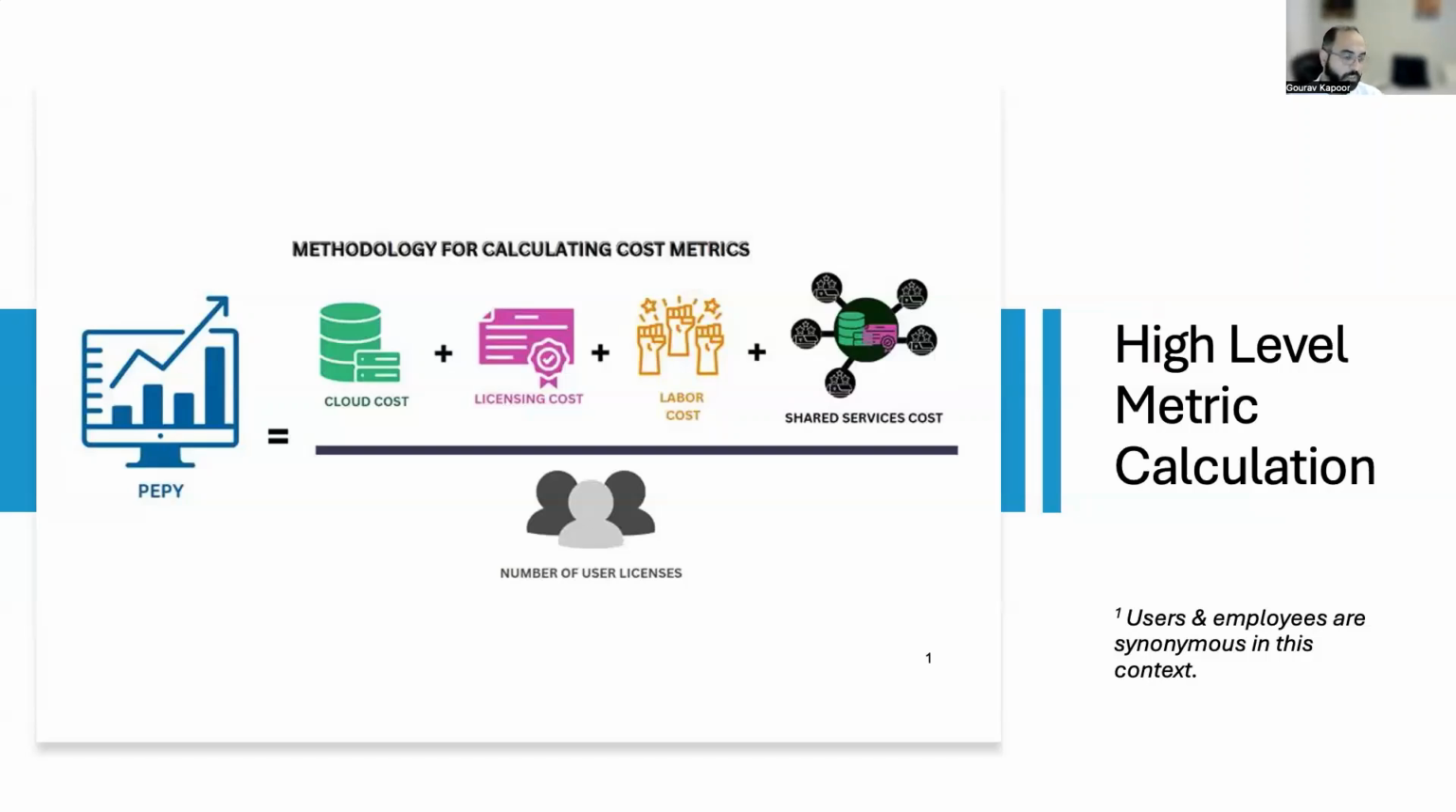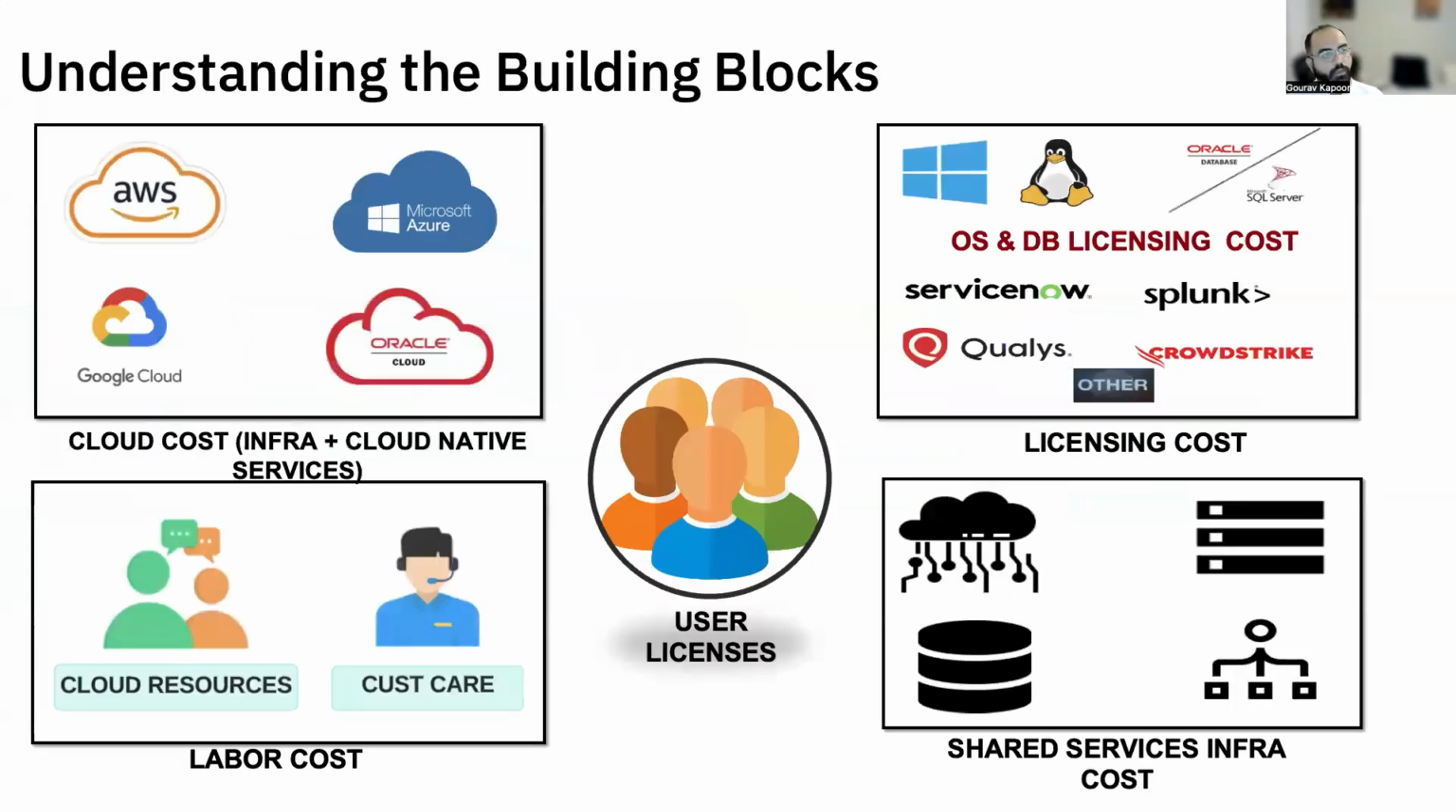This is pretty much a synonymous term here between users and employees, right? So you take this high-level calculation, and then you essentially end up with the PEPI, or per employee per year, or per user per year, kind of a metric for a particular product or a particular service, wherever you want to implement this, right?